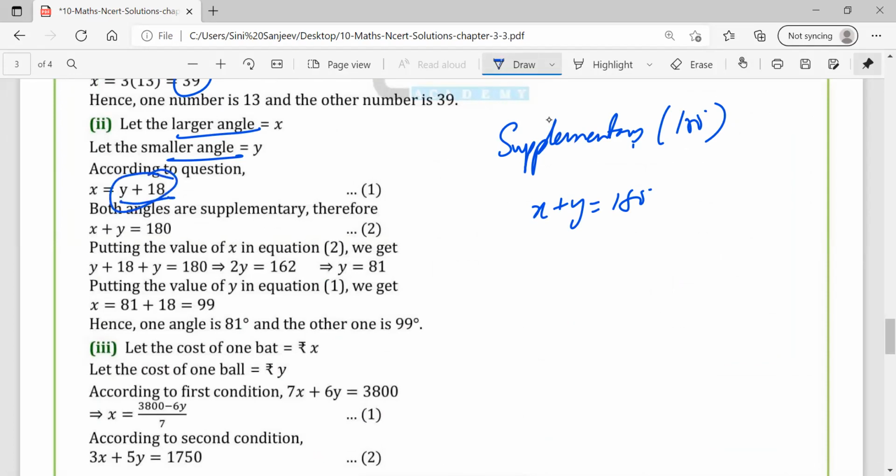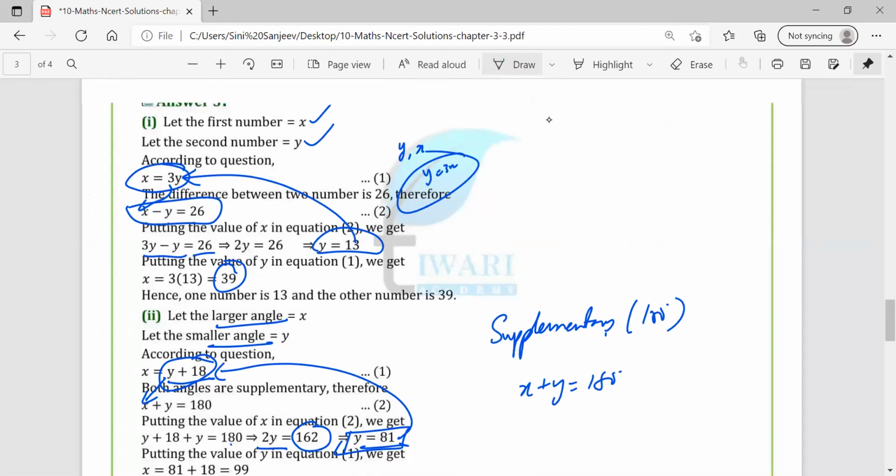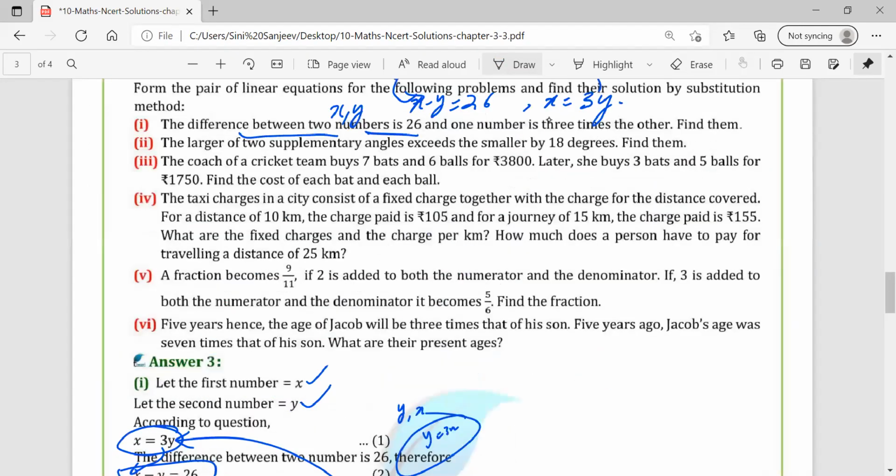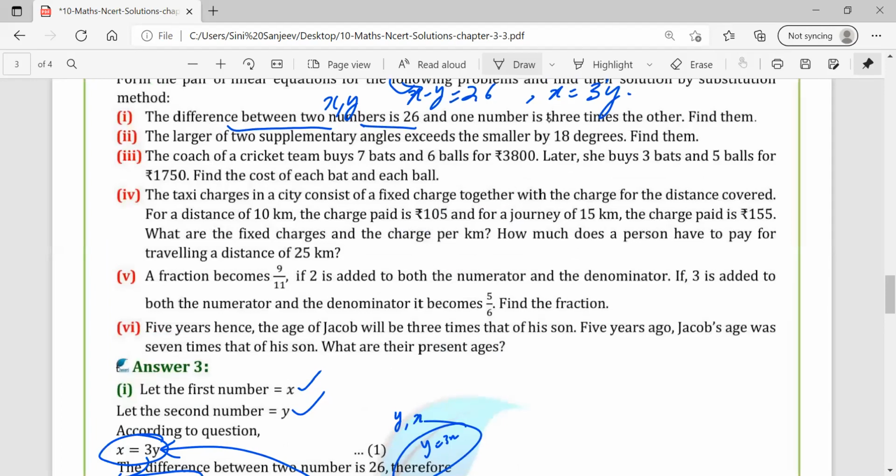Here also I'll do a simple substitution. The x value I'll put as y plus 18, so I'll get 2y equals 180 minus 18, which is 162. So y is half of 162, that is 81. If y is 81, what is my x? 81 plus 18, 99. So one angle is 81 and the other is 99. If you want, you can check here: it is greater by 18 degrees according to the question. Everyone understood this question? Supplementary angle, simple question.